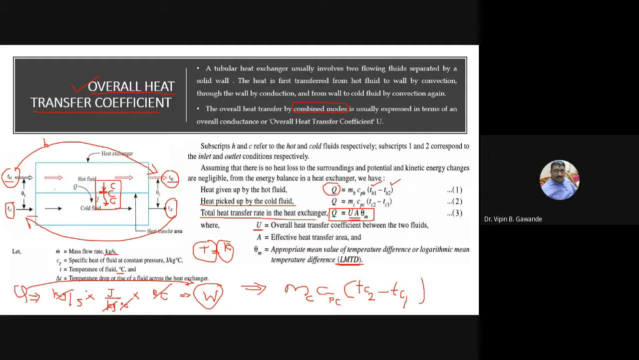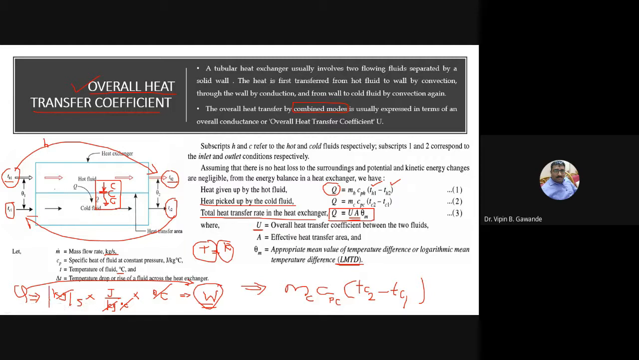So if kg per hour is there, then for getting this watt unit, watt means joule per second, you have to convert that into seconds. Then only you will get that unit as watt. So this mass flow rate is always in kg per second. We have to follow the MKS system, so it always comes in seconds. And then only you will get the final unit as watt. So this is the W. I think this unit is clear now.